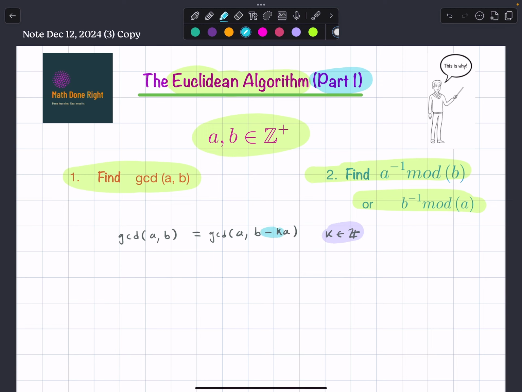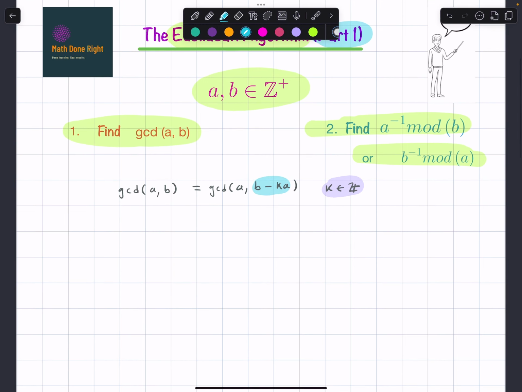The next thing I was going to say was that k doesn't have to be positive, so we don't have to be subtracting. In the case of the ones we were doing, b is bigger than a. So if we did the GCD of 72 and, let's say, 15, this would be the same as the GCD of 72 minus 4 times 15. So we would be subtracting a multiple of the smaller number while keeping everything positive.